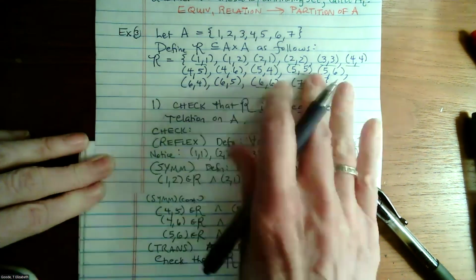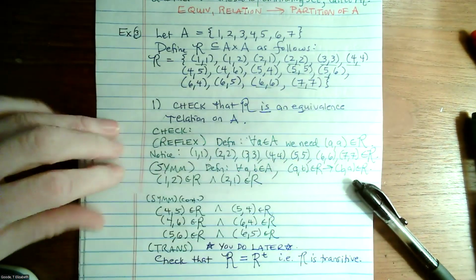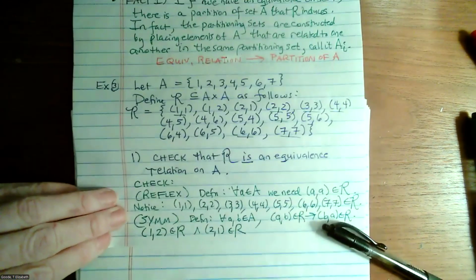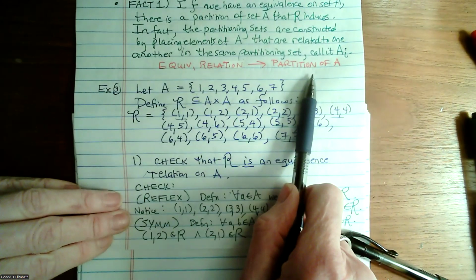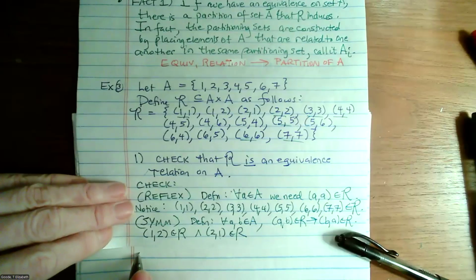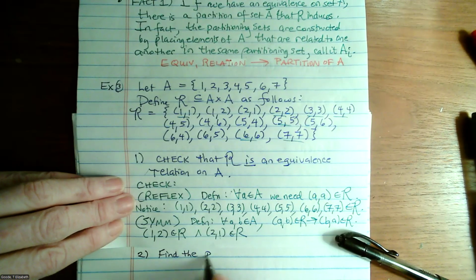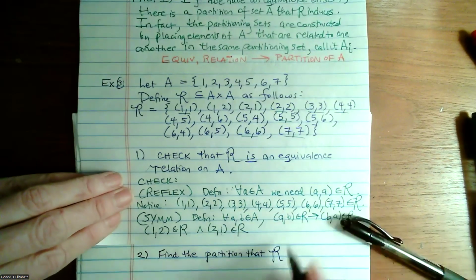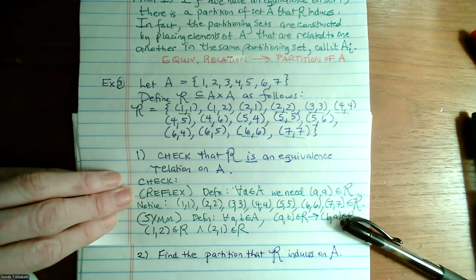So if you trust me that this is really a transitive set, then suddenly we've got an equivalence relation, and we can play the game where this fact says, hey, if you've got an equivalence relation, you can find the partition that it induces. So let's do that now. 2, find the partition that curly R induces on A. That's the way we say it. We say curly R induces a partition on A.